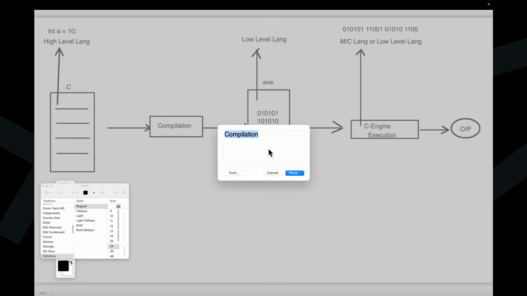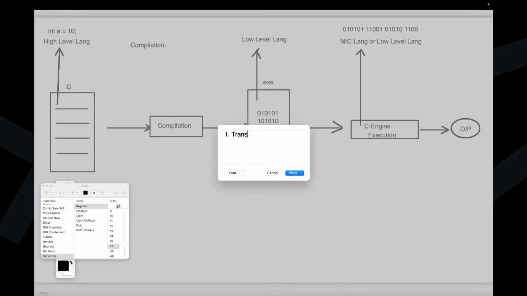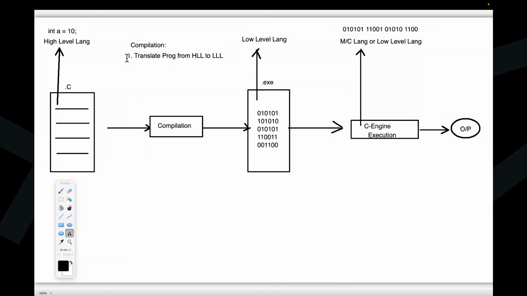Now observe carefully. Compilation does, point number 1, translate the program from high level language to low level language. This is one point. Translate the program from high level to low level. That's okay. And the second one, guys, observe carefully.